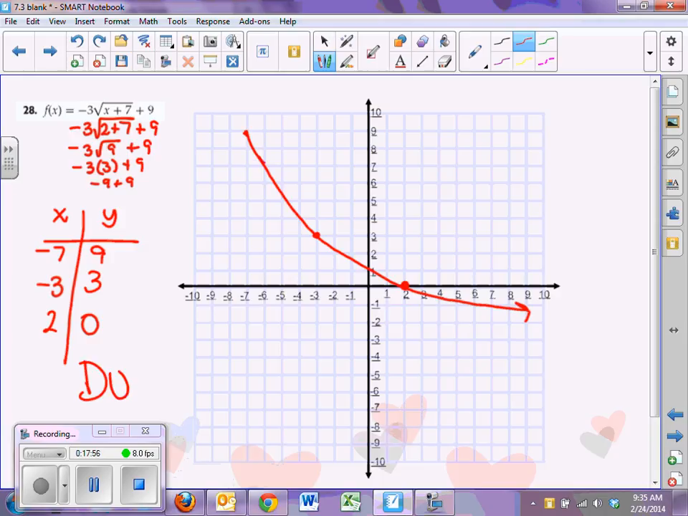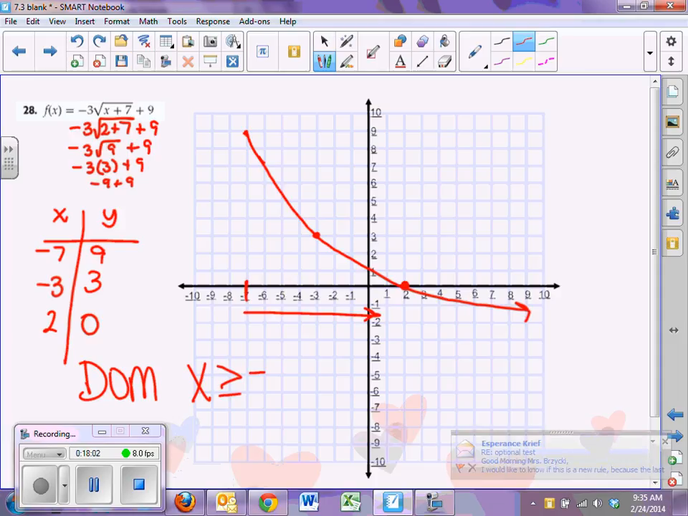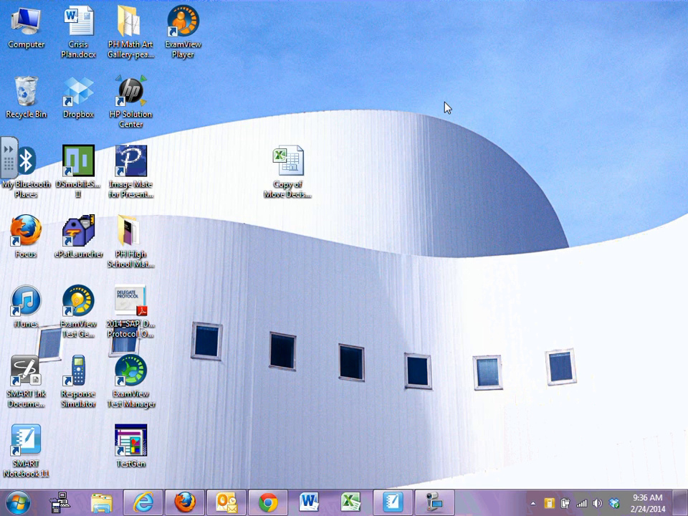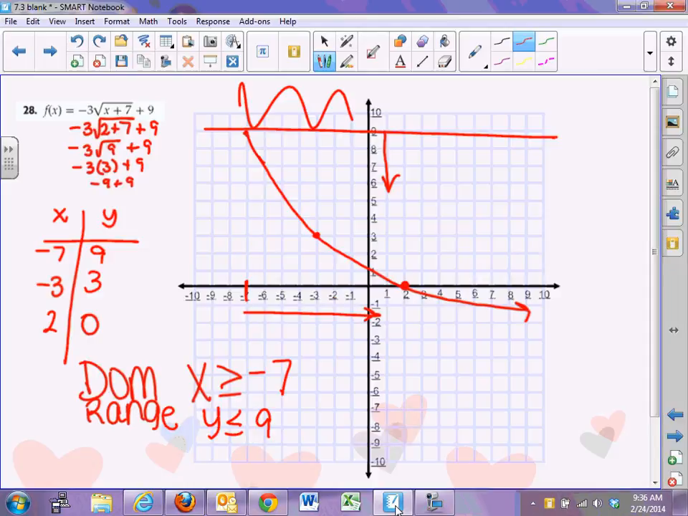So what was our domain? X had to be numbers, let's see, from -7 to the right, greater than or equal to -7. And what was our range? Range: numbers, y is less than or equal to 9, because it was up here going downward. The graph is not up here anywhere. Oh, sorry about that. I knew I clicked something. The graph is not drawn up here anywhere.